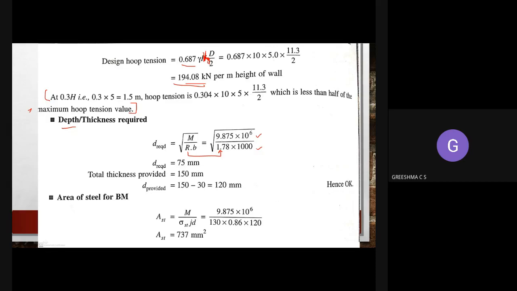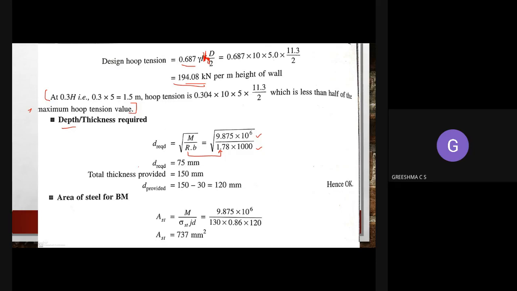What did we actually assume? 150 mm. What do we actually need as per the moment? As per the moment, the depth that is required is only 75 mm, but we assumed 150 mm. This is almost double, which means the depth is safe.